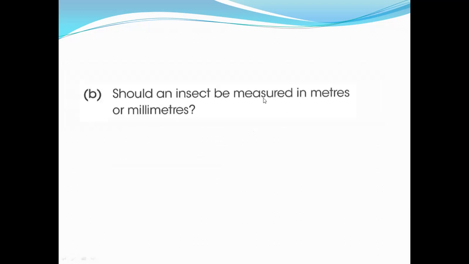Question number two: should an insect be measured in meters or millimeters? Again, meter we are not using for very small things like insects. So we are using millimeters, and we write here millimeters. We are using millimeters to measure very small things, like insects or sometimes your finger. 1 meter equals 100 centimeters, and 1 meter equals 1000 millimeters. So meter is bigger. So for small insects, small things, we use millimeters.